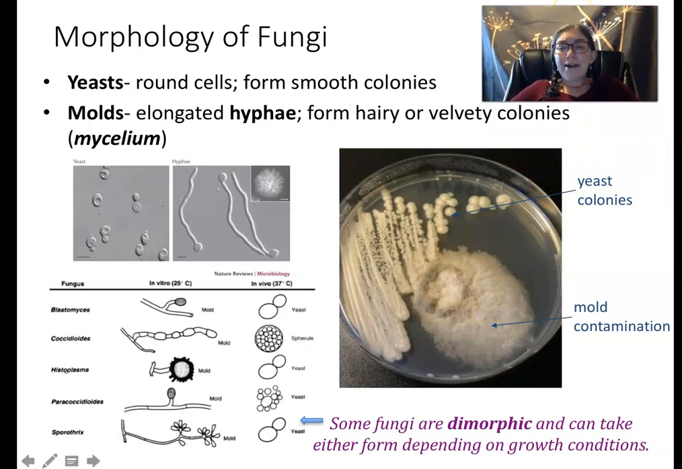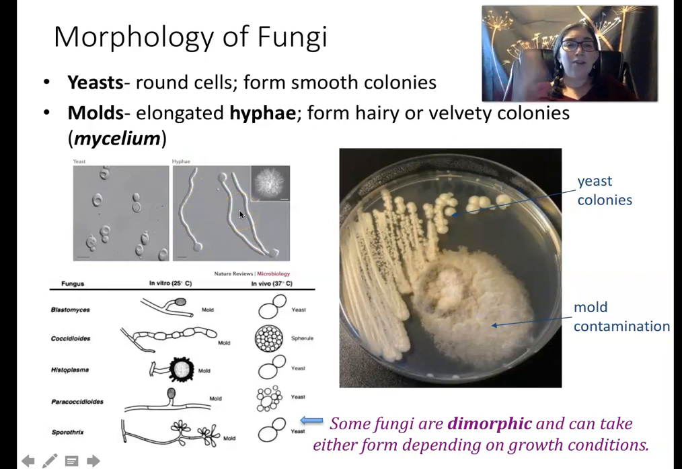So, fungi, microscopic fungi, can grow in two different ways, and most fungi are actually dimorphic, meaning they can grow both ways. Dimorphic is kind of like the bacterial term pleomorphic. So they have two different forms. They can grow either as yeasts, where they are small round cells, or they can grow as these elongated cells, which are called hyphae.